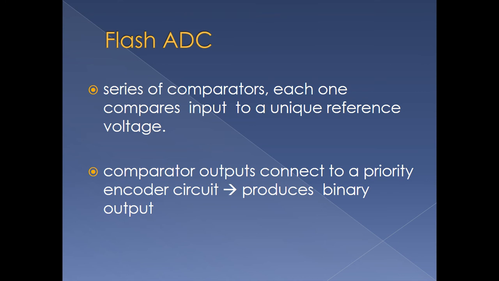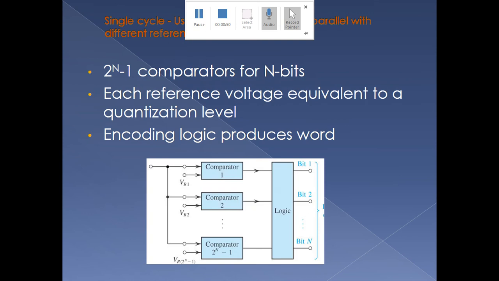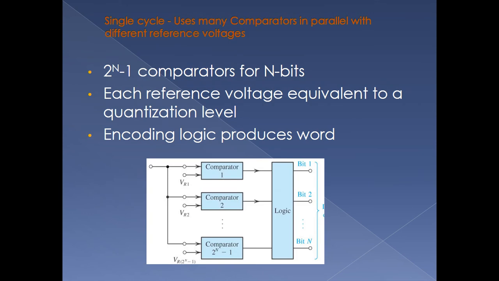It uses a series of comparators, and each one compares the input to a unique reference voltage VR. Then the comparator outputs are connected to a priority encoder, and the priority encoder finally produces a digital output. It uses 2 power n minus 1 comparators, where n is the number of bits we are using. Suppose we are using a 3-bit converter, then it uses 2 power 3 minus 1, that is 8 minus 1, 7 comparators. A minimum of 7 comparators is required to produce a 3-bit digital output.